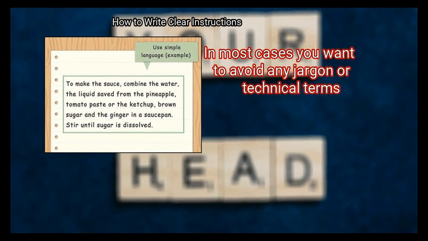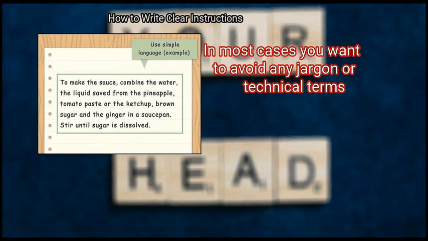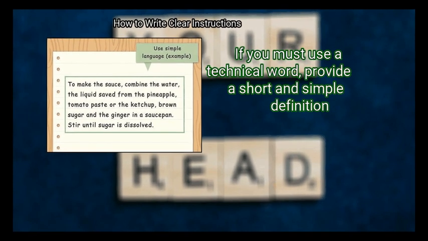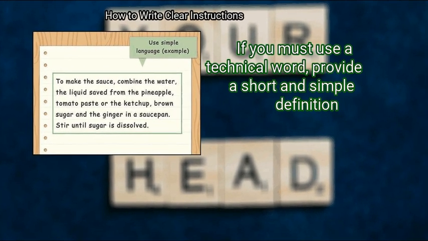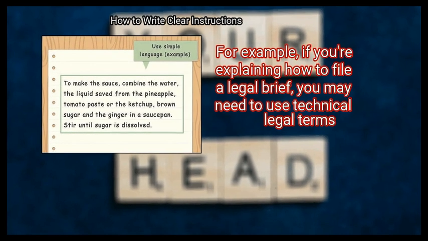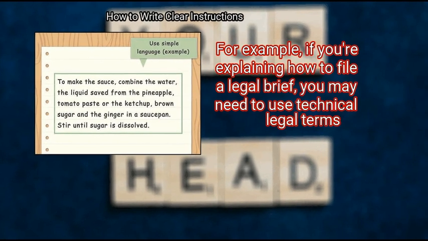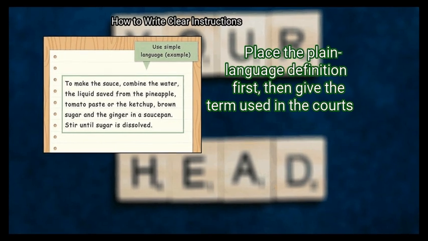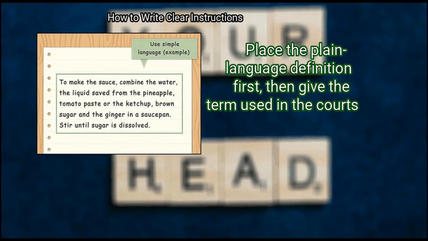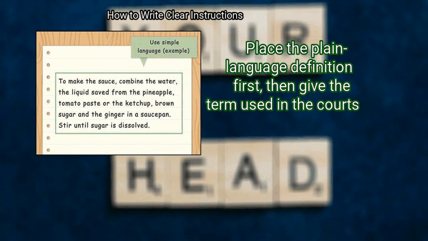In most cases you want to avoid any jargon or technical terms. If you must use a technical word, provide a short and simple definition. For example, if you are explaining how to file a legal brief, you may need to use technical legal terms. Place the plain language definition first, then give the term used in the quotes.